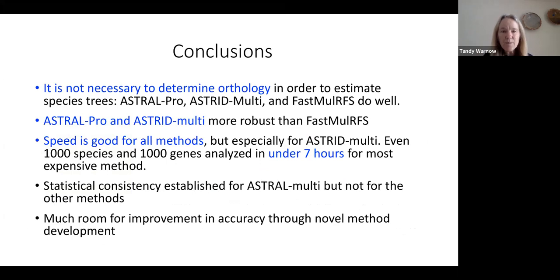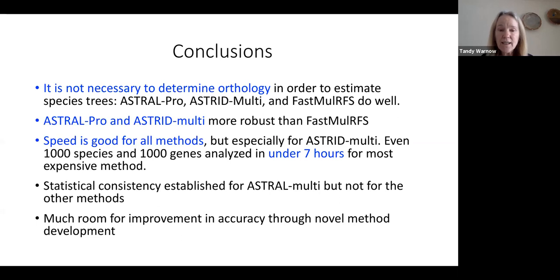You can estimate species trees using all of your data. You don't have to restrict yourself to single copy gene trees. You do not need to figure out orthology. All of these methods work well. Astral Pro and Astrid multi are a bit more robust than fast MOLR-FS. All of the methods are actually pretty fast.